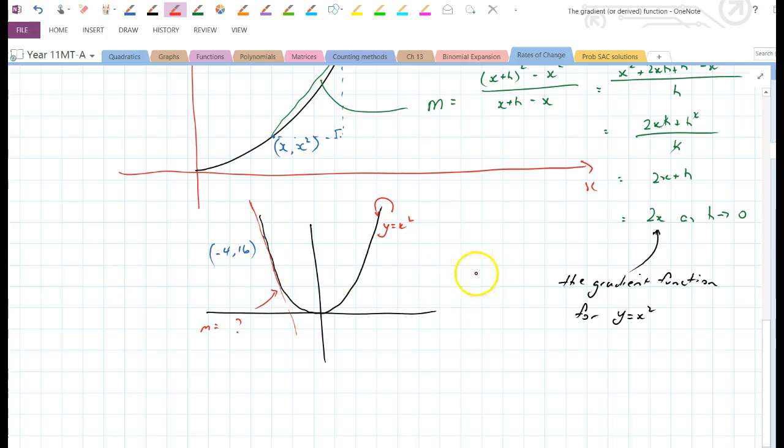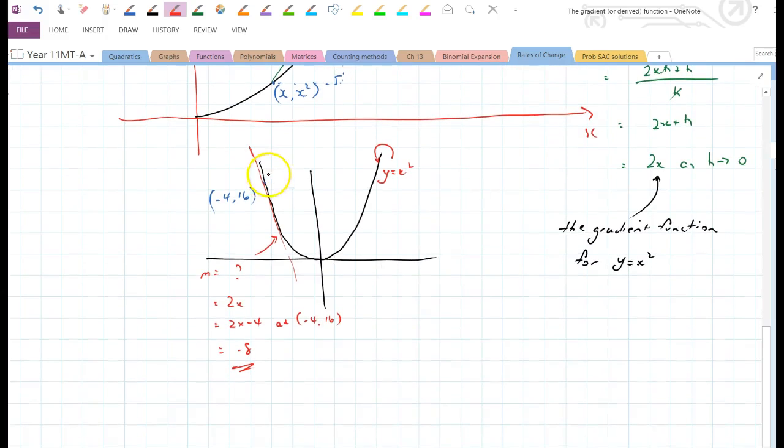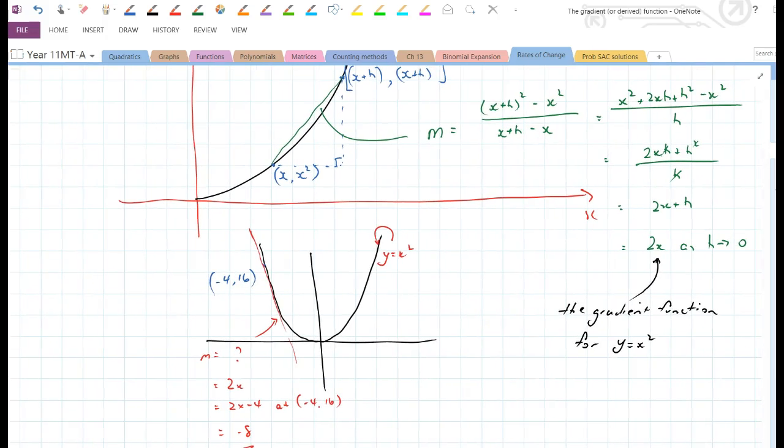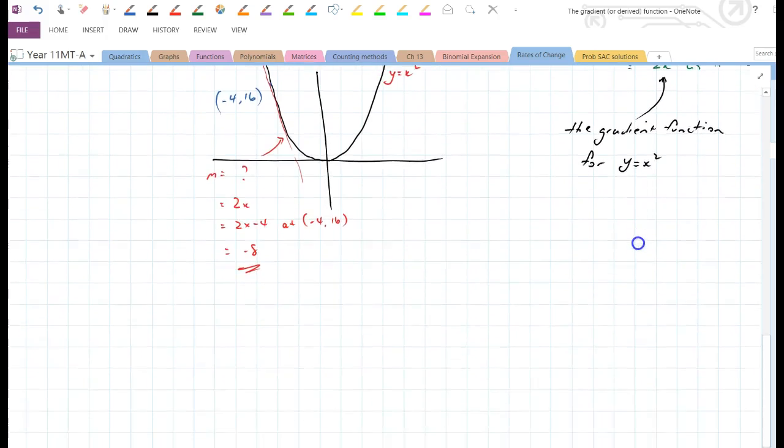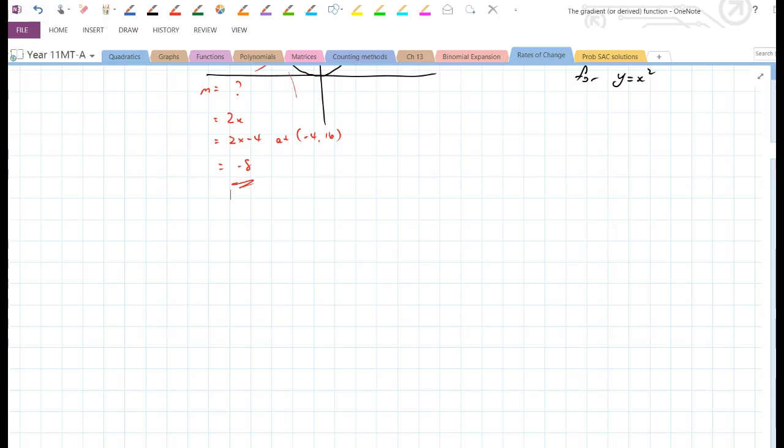So my gradient function is 2x, so all I've got to do is sub in minus 4. So m is equal to 2 times minus 4 at the point minus 4, 16, which is equal to minus 8. So my gradient here is minus 8, and the rate of change at that point is minus 8. That's a powerful thing. We found the gradient function, or another word for that is the derivative, of x squared is 2x. Okay, we're up to 13 minutes now.